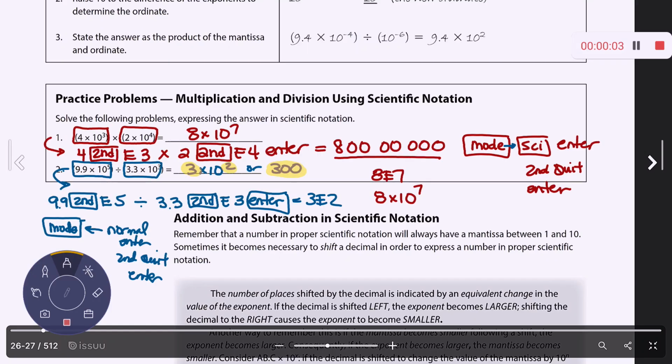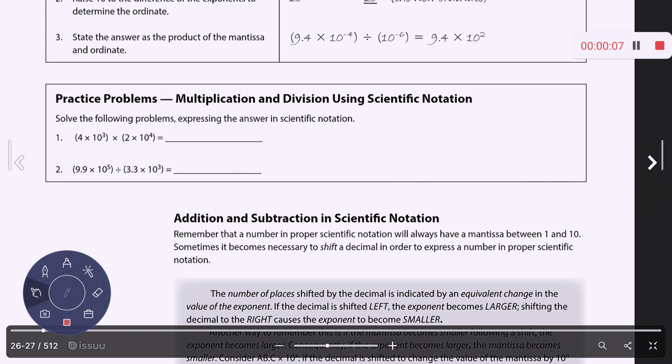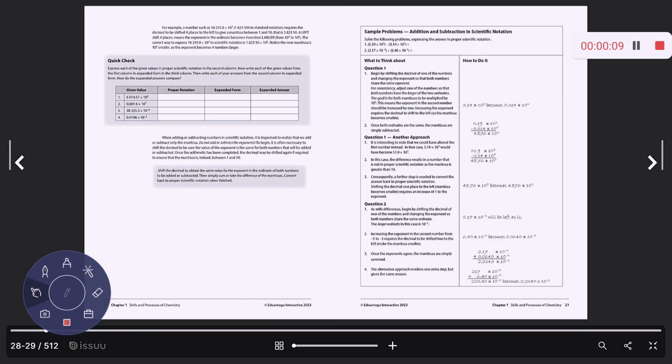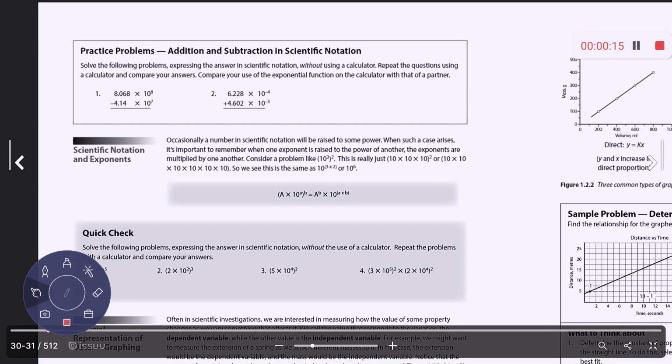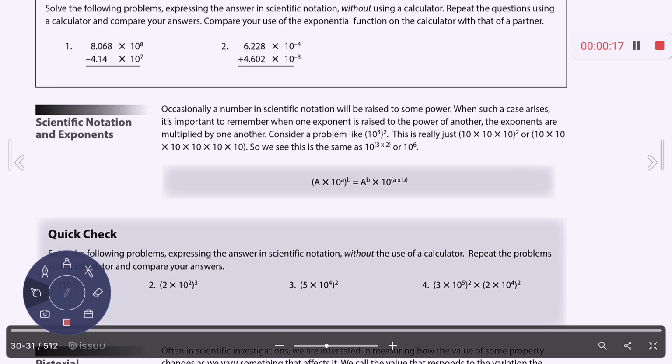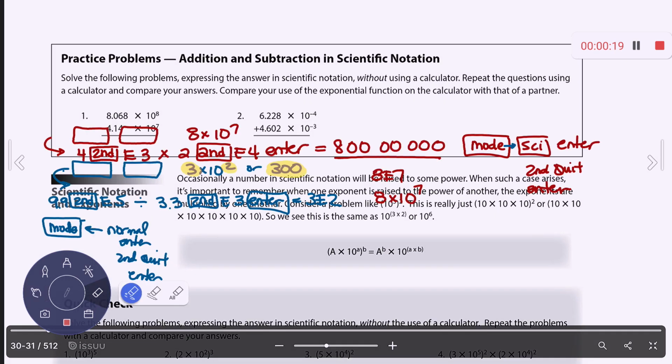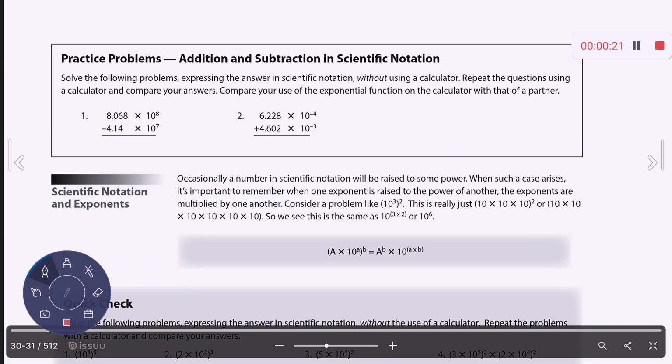Okay, we're going to turn to the next page. There's some stuff in here about shifting to the greater exponent. Not worrying about that. We're just going to go straight into the practice problems, okay? All right. So here we are going to take this and we're going to subtract this.